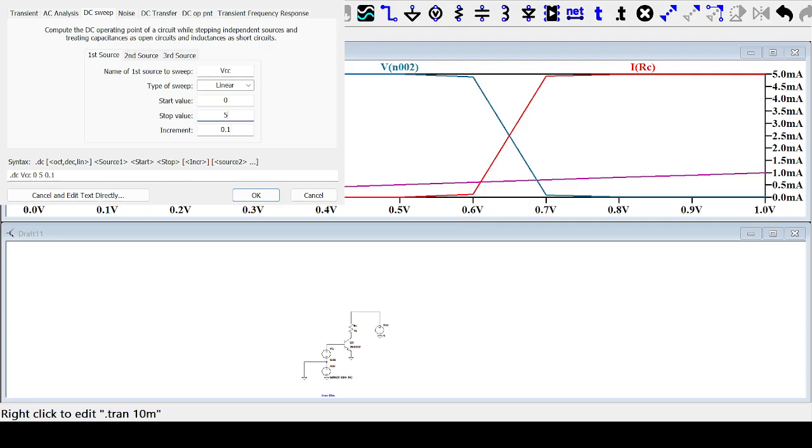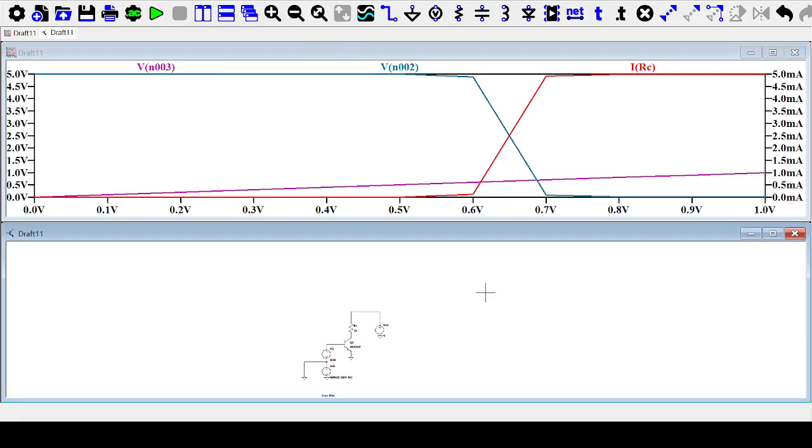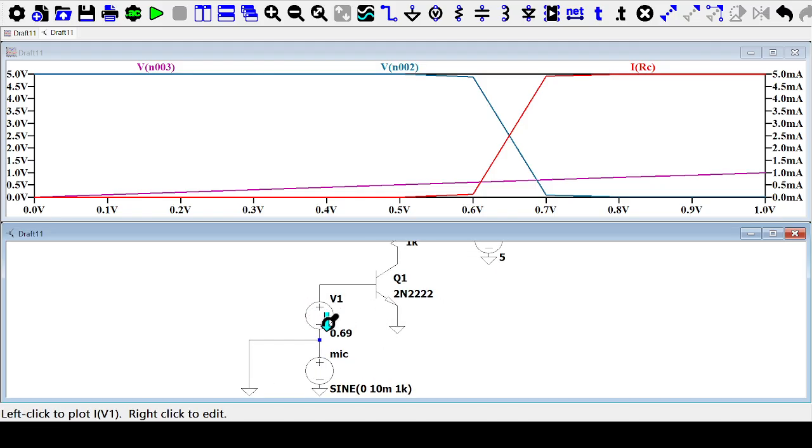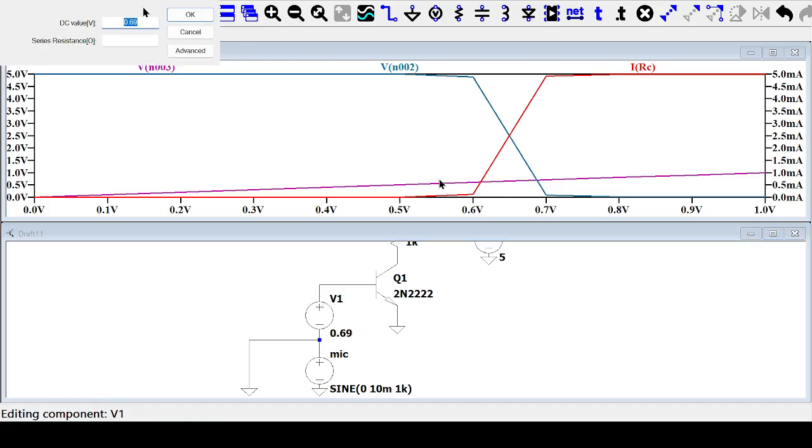The same incremental values of 0.1. That's fine. I don't think we'll change anything anyway. And I'm going to keep this fairly in the middle of the linear region. That's fine. So something like 6.5, 6.9. Let me just do 6.5.